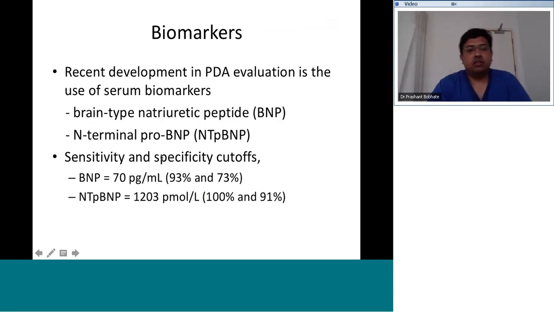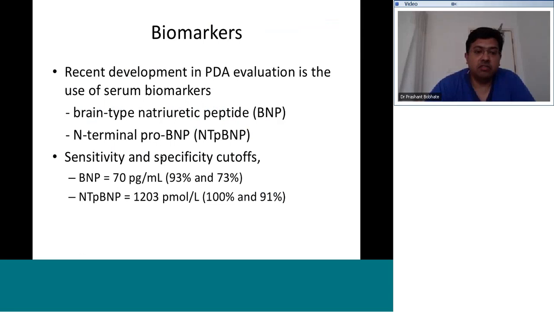You can use certain biomarkers such as BNP and NT-proBNP. They have significant sensitivity and specificity cutoffs, especially a BNP of more than or equal to 75 has a sensitivity of 93% and specificity of 73%, and N-terminal proBNP of more than 1003. However, again, these are biomarkers. These rise only with dilatation of the atrial size, and they can occur because of anything.